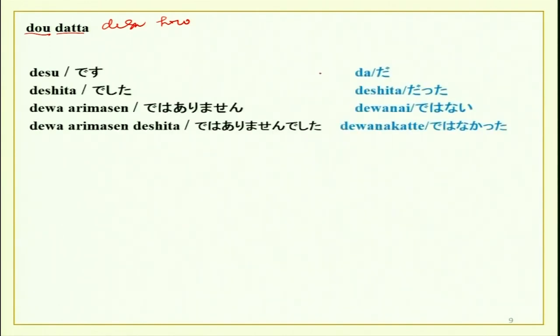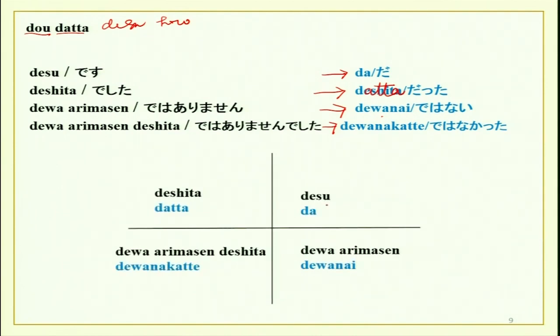Then, there was another word, do datta. Datta, as I told you earlier, is the past form of this. And do means how. You have done this earlier as kohi wa do desu ka? How about coffee? So, just for revision, the past form of da, deshita is datta, then de wa arimasen is de wa nai, and de wa arimasen deshita is de wa nakatta. So, I have written it like this and also like this for you.